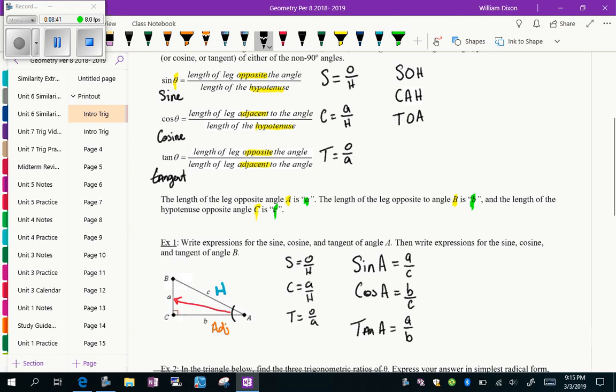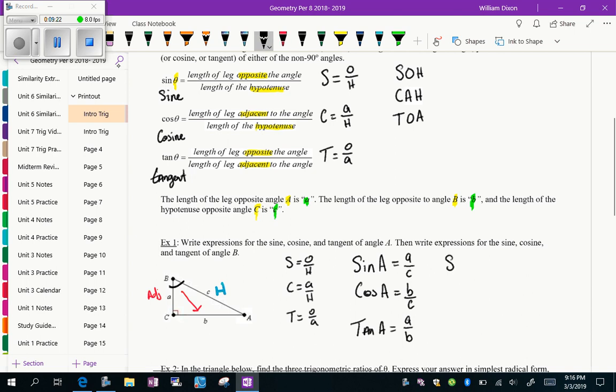Now, the next thing we have to do is the same thing for angle B. So I'm going to erase, except I'm going to leave my H because my H stays the same. I'm going to highlight angle B. I'm going to identify my opposite, straight across, which is side small b, my hypotenuse, which is C, and the adjacent is going to be next to it. Give that ADJ. Now I can start writing my ratios.